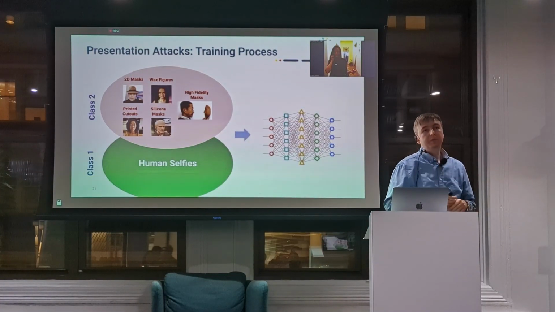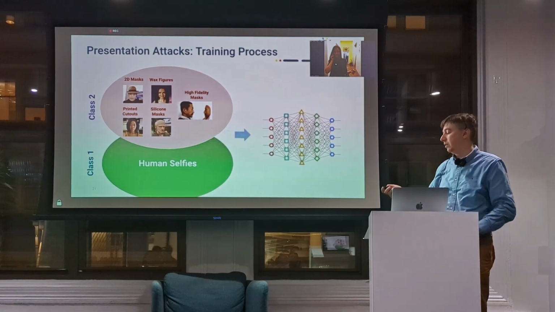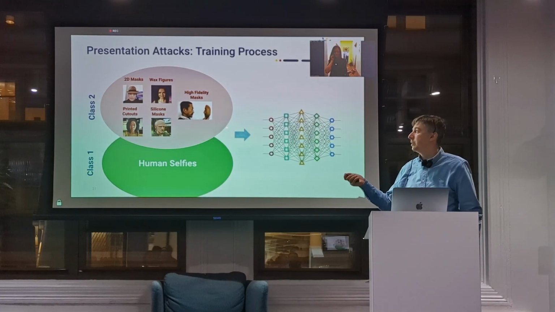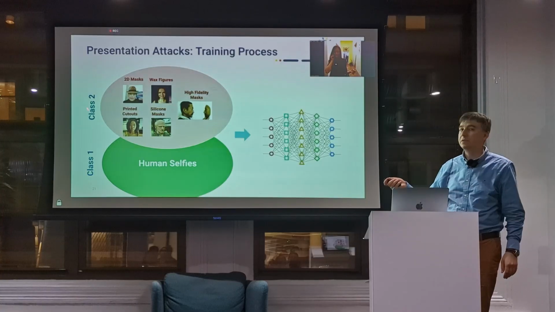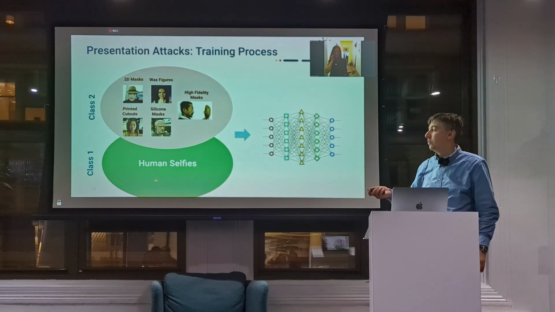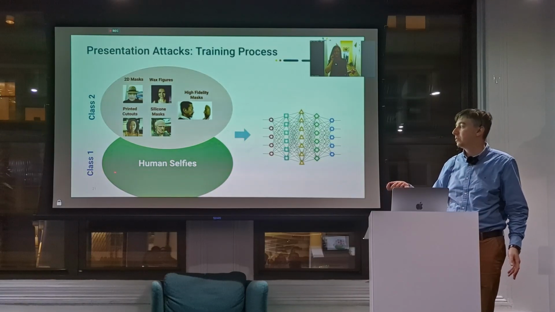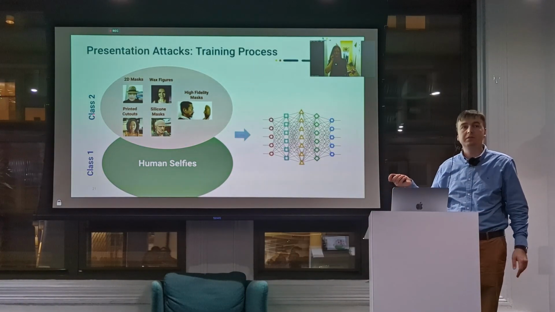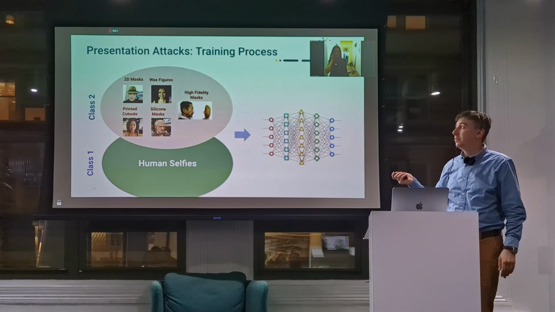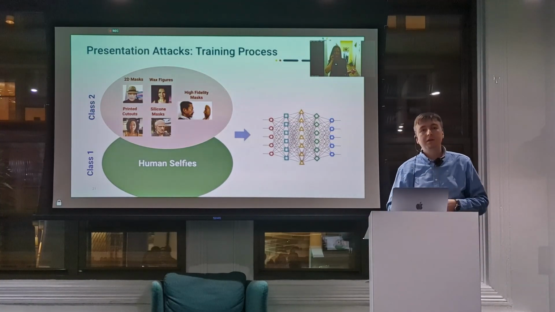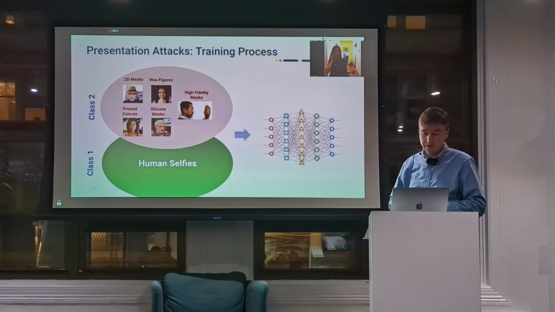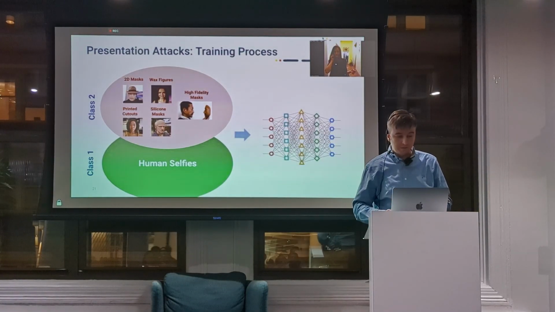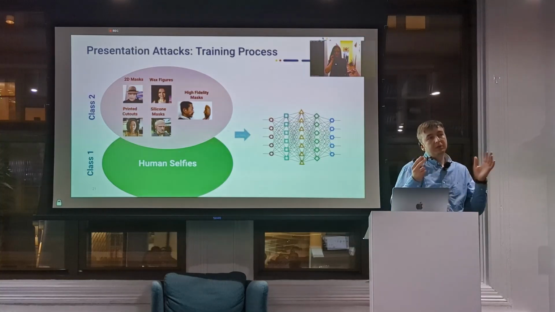So what we do, we simply gather all the human selfies. We simply gather all the types of presentation attacks like 2D masks, wax figures, silicone masks, and so on and so on. We put the label class 1 for the first ones, class 2 for the second ones, and provide classical training of the neural network used for computer vision tasks. And it works, actually.